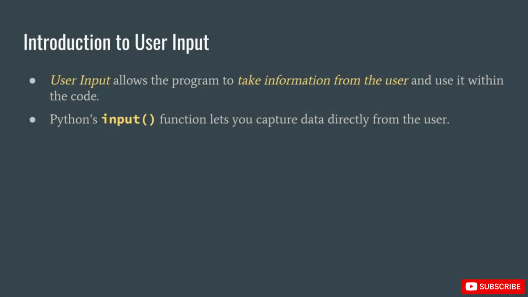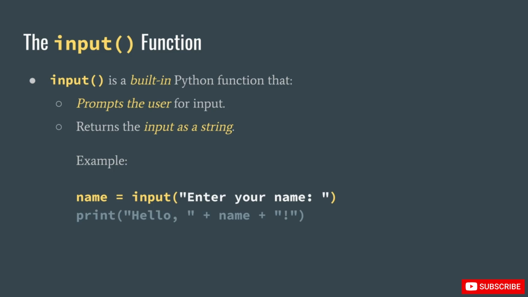User input allows your program to take information from the user and use it in your code. In Python, this is done using the input function. This function prompts the user to enter data, which can then be processed or used within your program. The input function is a built-in Python function that prompts the user for input and returns the entered data as a string. You can use this function to capture information like a user's name, for example.